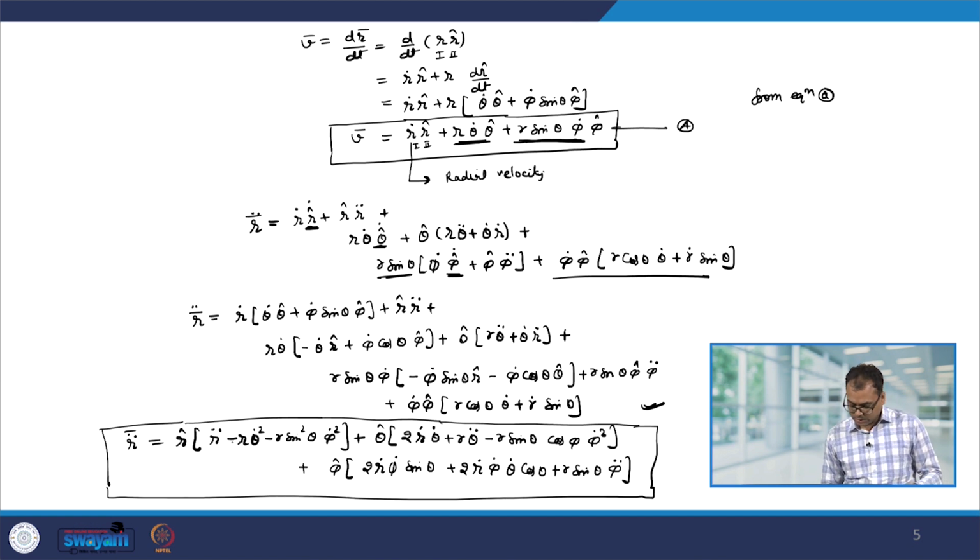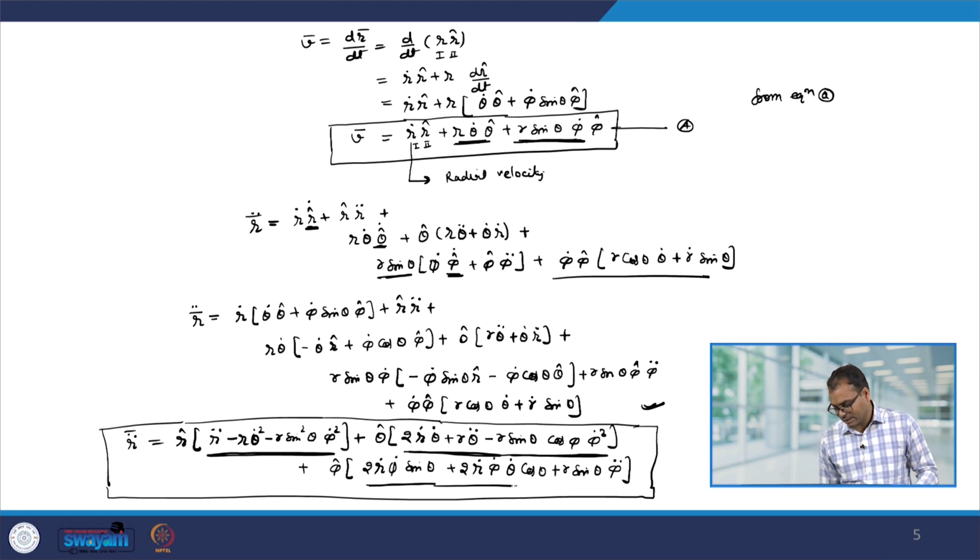So, here the first term gives you the acceleration along the r cap direction, this gives you the acceleration along the theta cap direction, and this term will give you the acceleration along the phi cap direction.